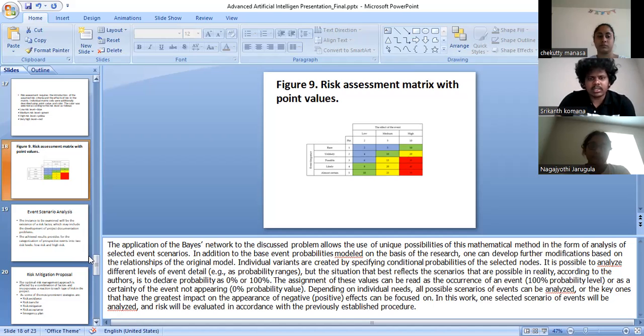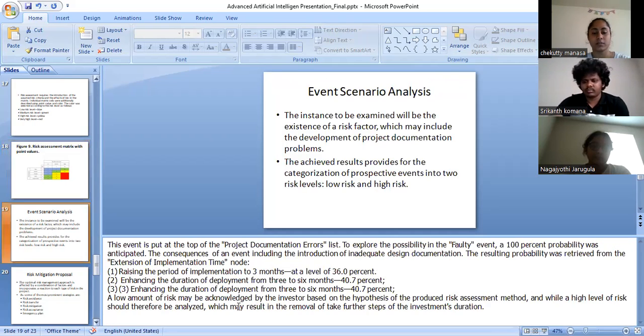Next, my teammate Manasa will explain the remaining topic. Thank you. Good morning, Professor. This is Manasa. So I'm going to start with the topic that is event scenario analysis.